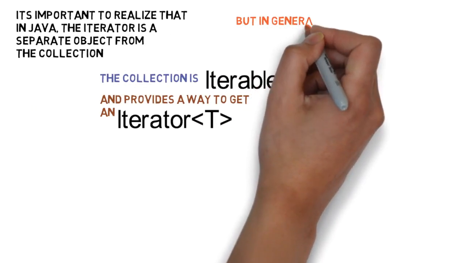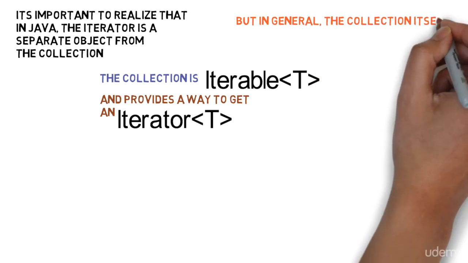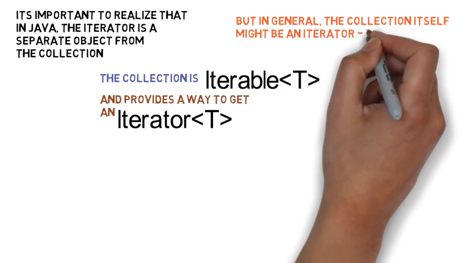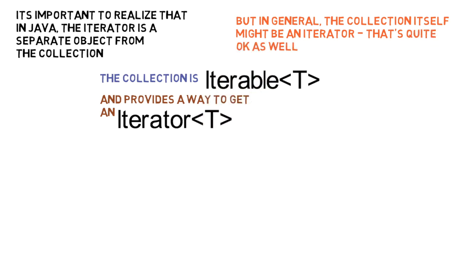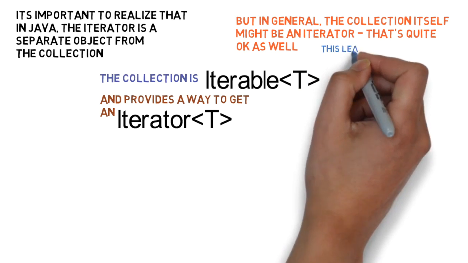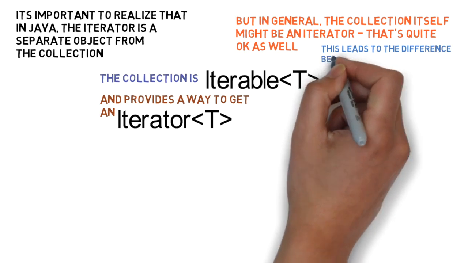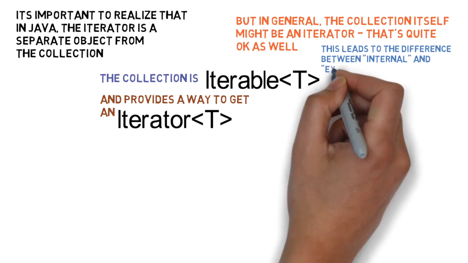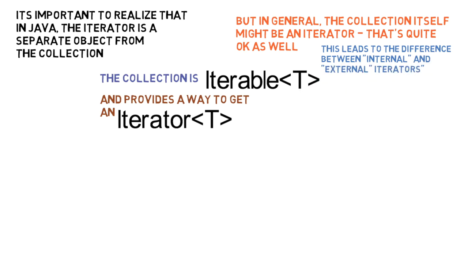It was important to focus on this difference in Java because it's totally possible that the collection itself might be an iterator. That is totally fine. What does that mean? It means that the collection itself might provide a way to iterate over its elements. This brings us to the difference between internal and external iterator. If the collection itself is an iterator, it's an internal iterator. And if the iterator is a different object, as in Java, then it's an external iterator.